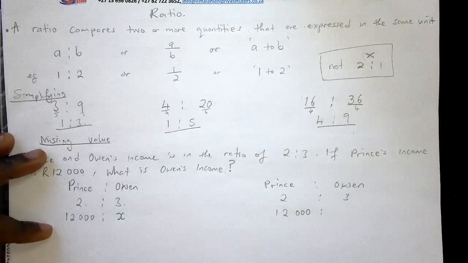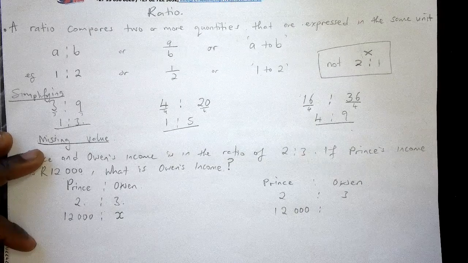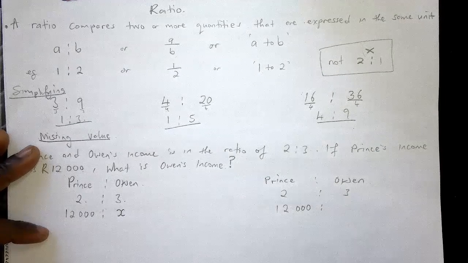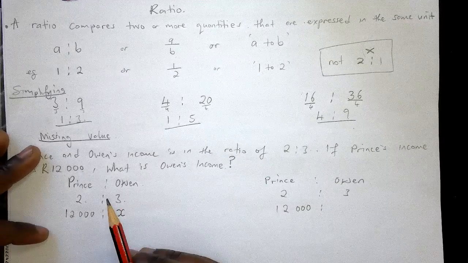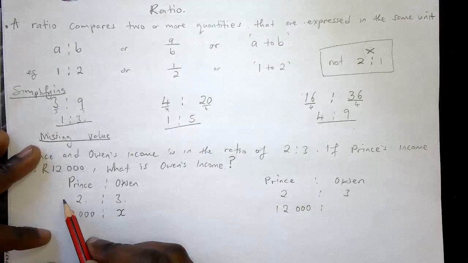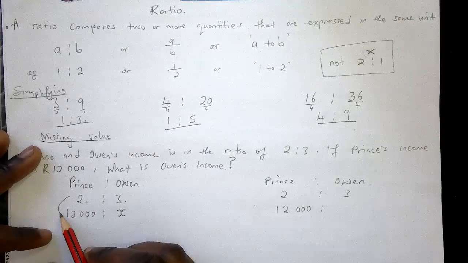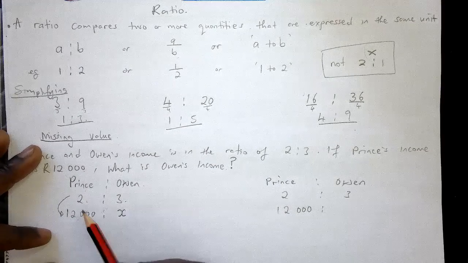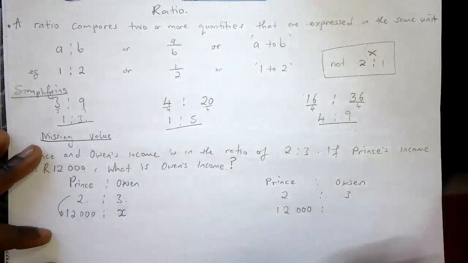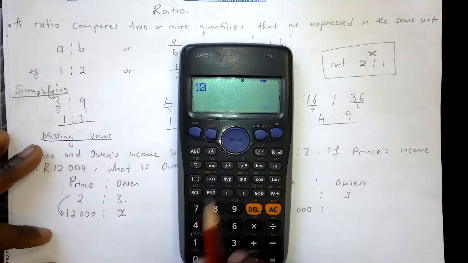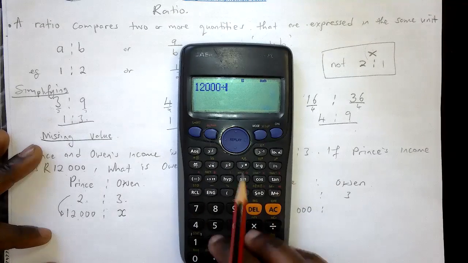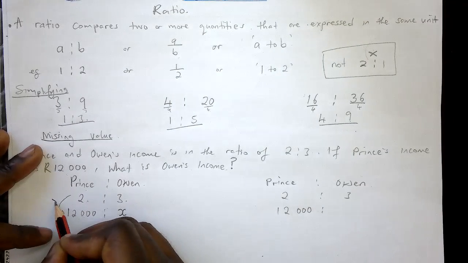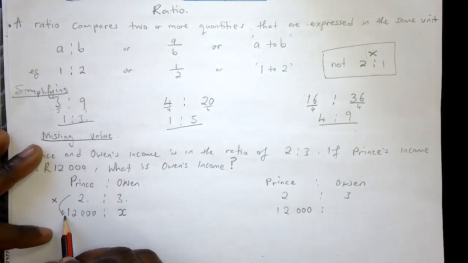When you put it as X, there are 2 ways that you can find this X. So you put X here, and now how do we get it? We look for what we call a multiplication factor. How did we get to 12 from 2? That's what we are asking. We divide 12,000 by 2, we get 6,000. So it means that we had to multiply this 2 times 6,000.